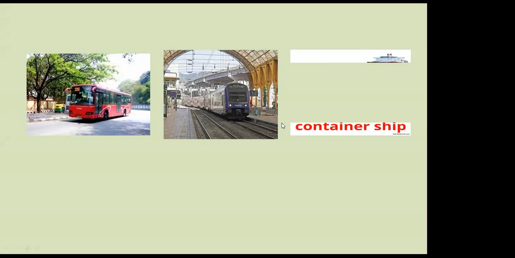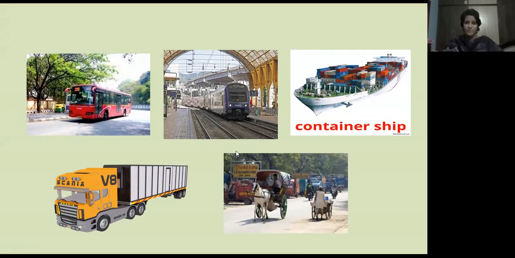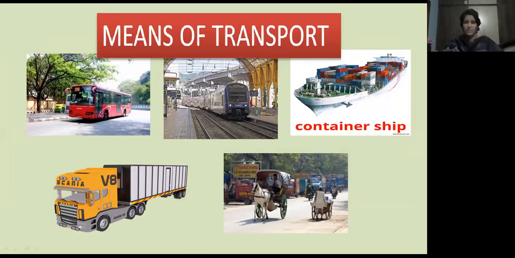Before going to the topic, please observe these images. What are these images indicating? Yes, of course, they help in transportation. These vehicles help in moving people from one place to another, picking them up, and transporting goods from one place to another. They reach every person and item at their respective destinations. All these together are called means of transport.